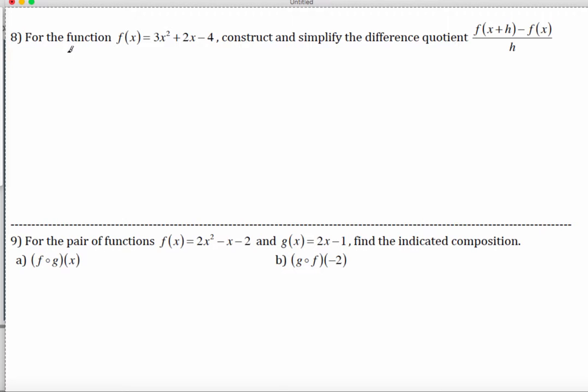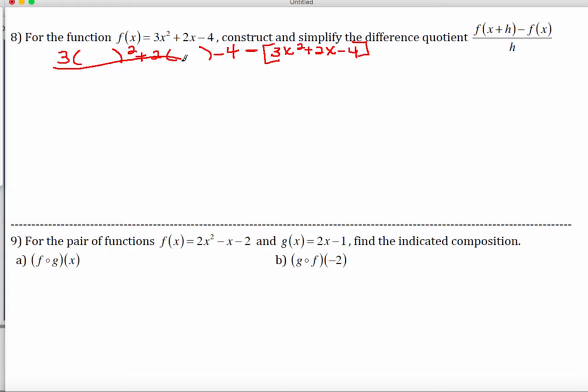I'm going to get my function ready to plug in an x plus h. My function is 3x squared plus 2 times x minus 4. And then I'm going to subtract off my regular function as is, which is 3x squared plus 2x minus 4. And that whole thing's going to end up being over h. And then in for each of these x's that used to be there in my function, I'm now going to put in an x plus h. And then we're ready to start simplifying.